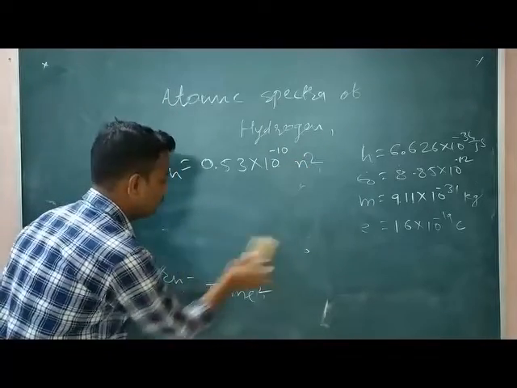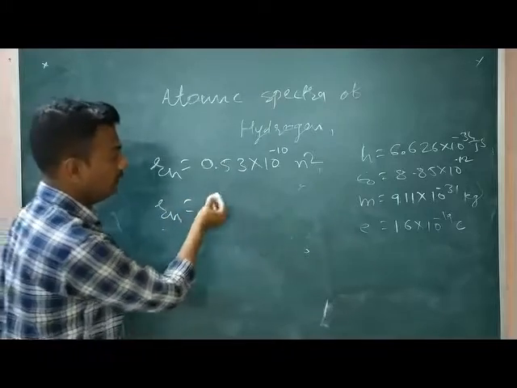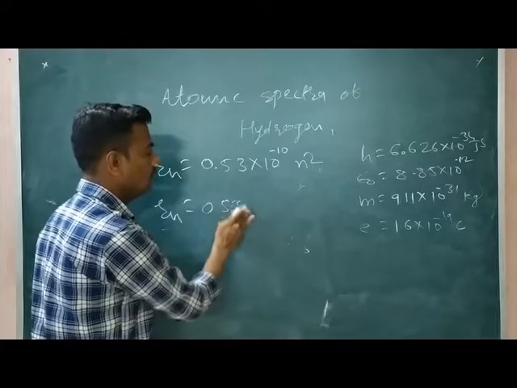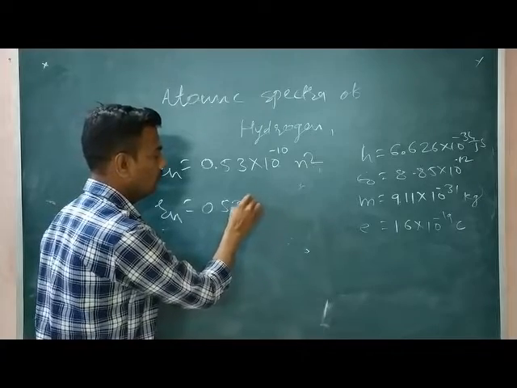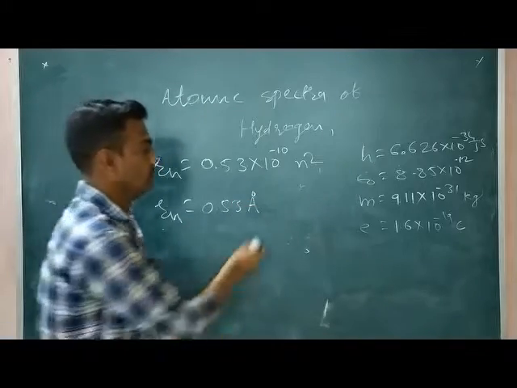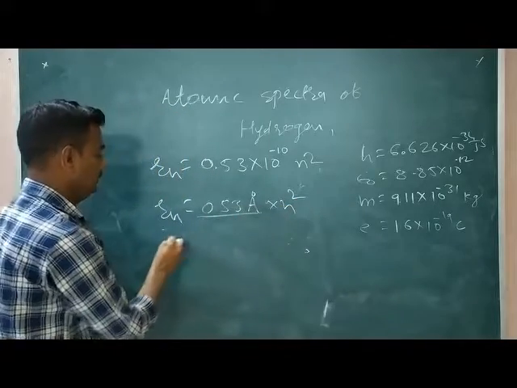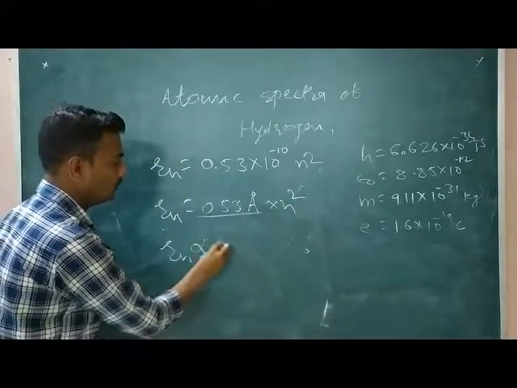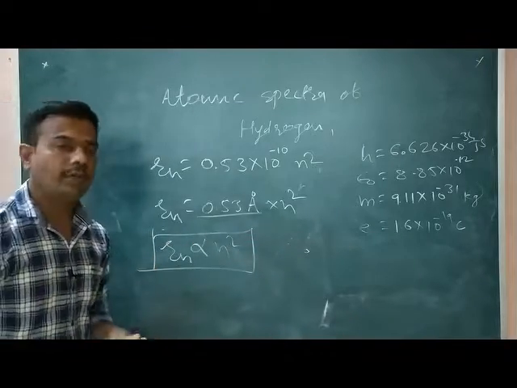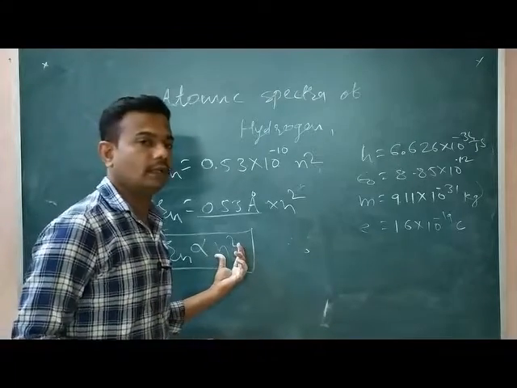So the radius of nth Bohr orbit is equal to 0.53 into 10 to the power minus 10, I can write that as angstrom, into n square. Since this is a constant, it is proportional to n square. This indicates that the radius of nth Bohr orbit is directly proportional to the square of the principal quantum number, n, the number of the orbit.